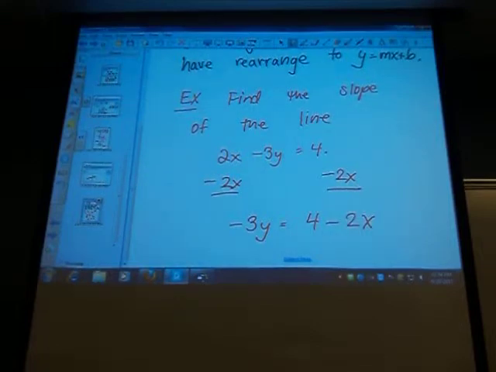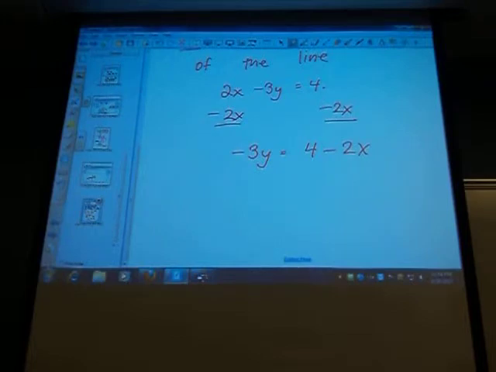Okay, so I gotta subtract that 2x over, and I get negative 3y equals 4 minus 2x. If I want to write it as negative 4 plus 2x, that's okay, but I usually leave it in the order I write it in. And I have to divide everything by negative 3. Now I like to divide on the right-hand side separately. So I divide 4 by negative 3. I divide negative 2 by negative 3.